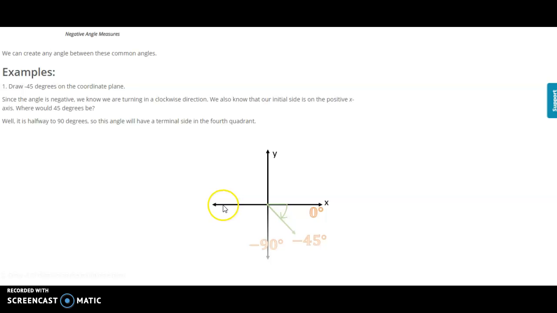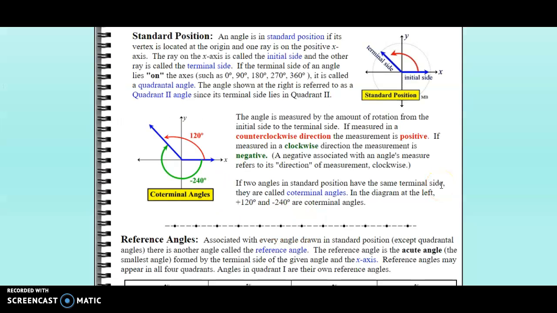So in review of the new information, a standard position angle is graphed on a coordinate plane with its initial side along the positive x-axis and its terminal side is in any one of the other quadrants. An angle that opens in the counterclockwise direction is a positive angle. An angle that opens in the negative direction, in the clockwise direction, is a negative angle.